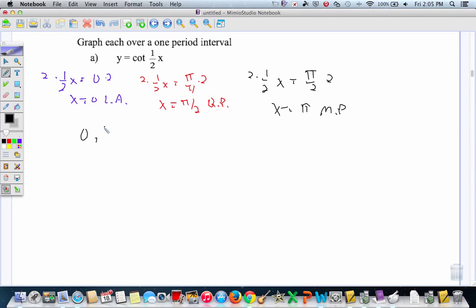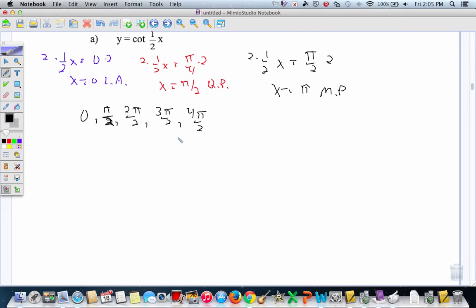Those points, 0, I'm going to rewrite the pi to be 2 pi over 2. That way you have the same denominator through here. That way we can see the next point is at 3 pi over 2, and our last point is at 4 pi over 2. And we'll go ahead and sketch that graph. Zero, pi over 2, pi, 3 pi over 2, and 2 pi.